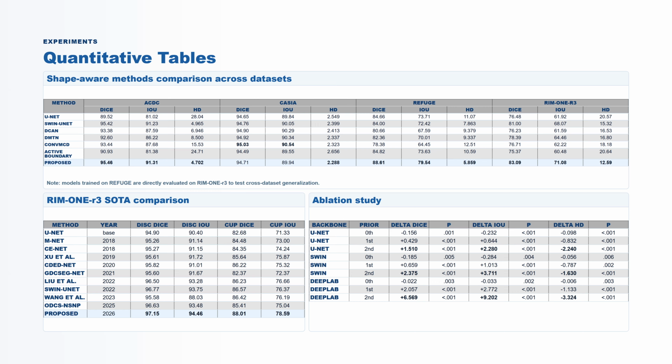Quantitatively, we evaluate on multiple datasets, including ACDC, CASIA, REFUGE, and RIM-ONE R3. Across these datasets, the proposed method improves Dice and IoU, and often reduces Hausdorff distance, which means the boundary becomes more accurate and more stable. The ablation study also shows that the convex prior is useful across different backbones, and the second-order condition gives the strongest overall improvement.